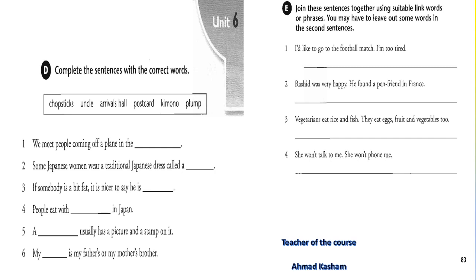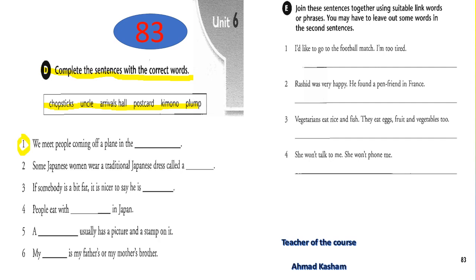Now, my students, move with me to page 83 to do exercise D and exercise E. Let's start with exercise D. Complete the sentences with the correct words. So we have in the box here some words: chopsticks, uncle, arrivals hall, postcard, kimono, and plum. Let's start with number 1.